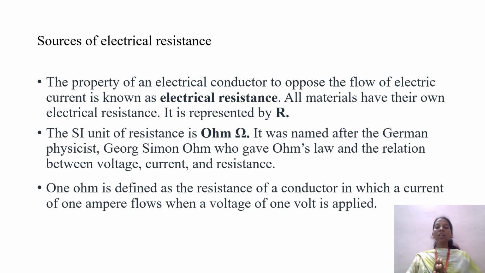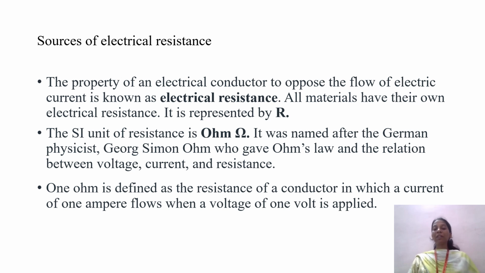It is a property of an electrical conductor to oppose the flow of electrons, known as electrical resistance. It is usually represented by R, and the SI unit of resistance is ohm, named after the German physicist George Simon Ohm. He gave us Ohm's law and the relation between the current, voltage and the resistance.